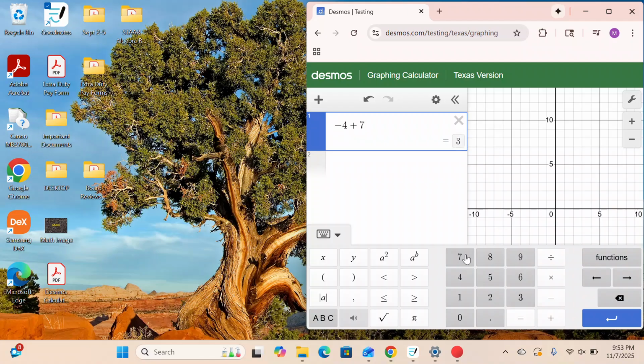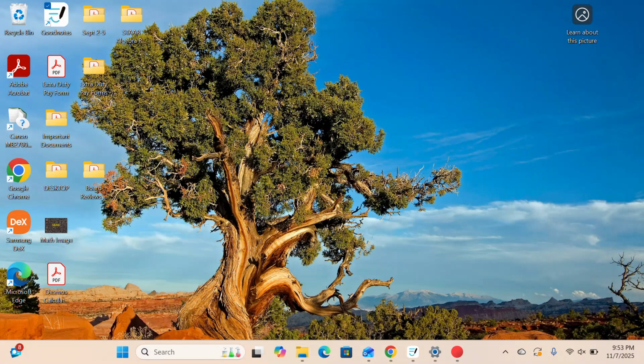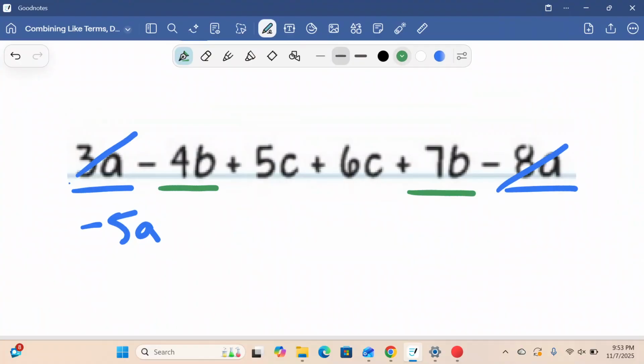So a negative 4 plus 7 is a positive 3. So now I go back to my screen and I say, well, what's a negative 4 plus 7? It is a positive 3, but it's a 3b. So now I get rid of this one and I get rid of this one. Now I look at the c's and I combine like terms.